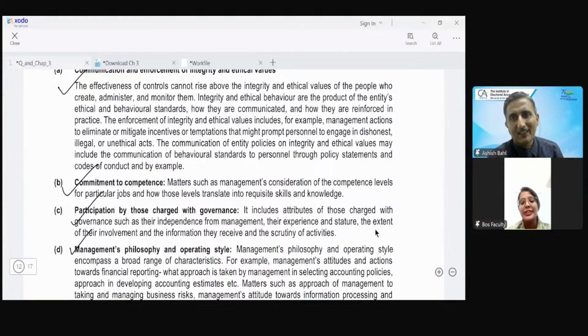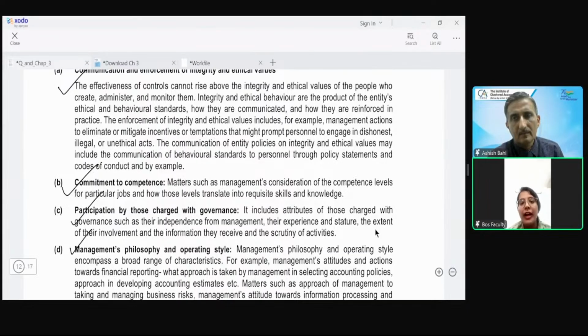Okay students, today we have covered chapter number 3. The weightage of this chapter is 8% to 12%. This chapter is mostly about SA 315 and SA 330. Other than that, audit risk, risk of material misstatement, inherent risk, detection risk, and many more. Both types of questions are asked from this chapter in exams, MCQ and descriptive.